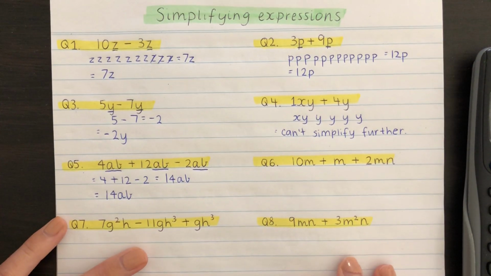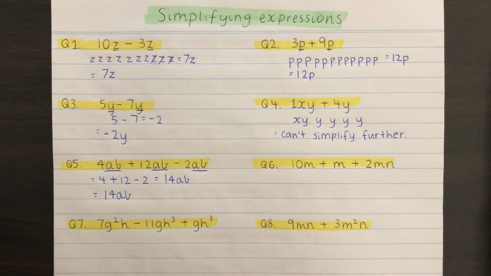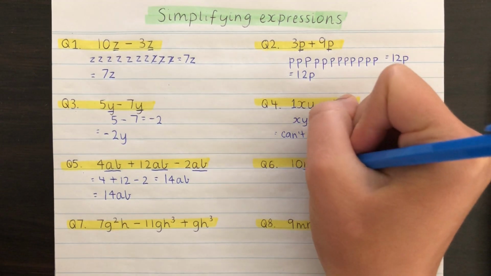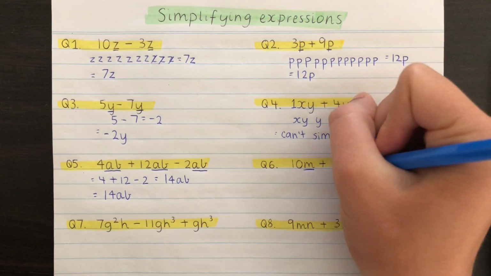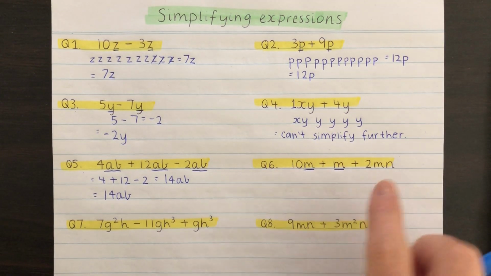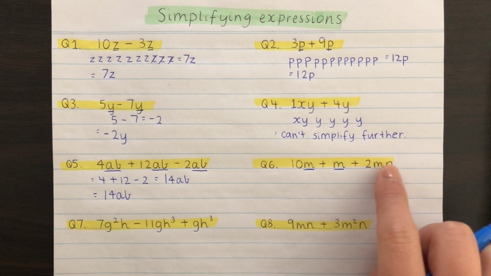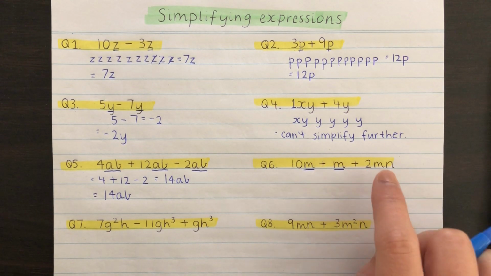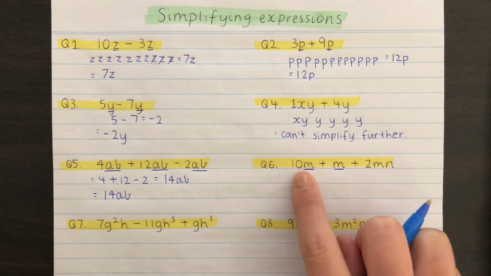14AB. Okay, question number 6. Let's have a look for like terms. Over here, we've got an M, so we'll underline that. Over here, we have an M. So yes, these are like terms, but over here we have an MN. Now MN is not exactly the same as M by itself. So this is not a like term with these 2 over here.